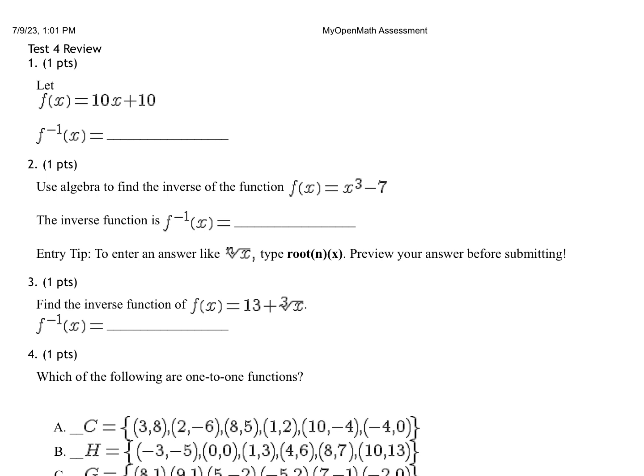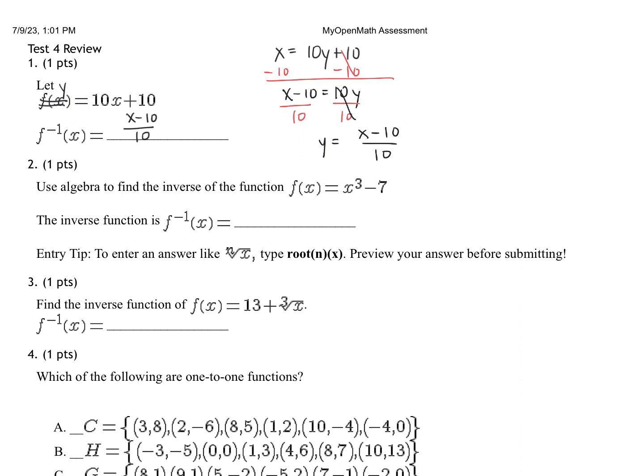So the first step is to interchange x and y. Remember that f of x is the same as y. So we would start by writing x equals 10y plus 10. And now our goal is to solve for the new y. So we would subtract 10 from both sides. So we get x minus 10 is equal to 10y. To get the y by itself, we would divide by 10. So y equals x minus 10 over 10. And that's it. So that would be what we put here, x minus 10 over 10.